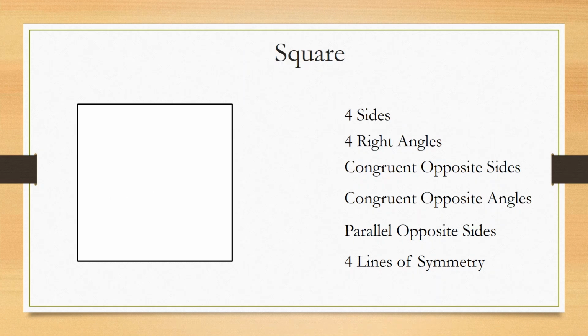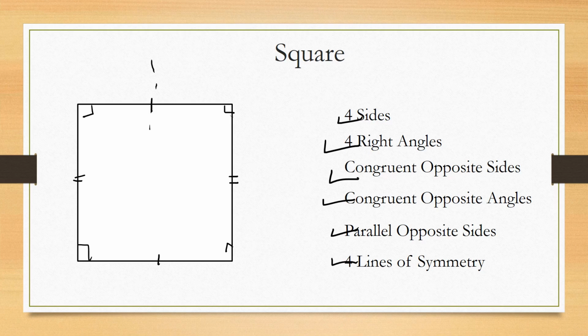Let's look at the square. The square has four sides, four right angles, one here, one here, one here, all measuring 90 degrees. Congruent opposite sides. This side is congruent to this side is congruent to this side. All the sides are congruent to each other. Of course, the opposite sides are parallel. This side is parallel to this side, and this side is parallel to this side. And there are four lines of symmetry for a square.